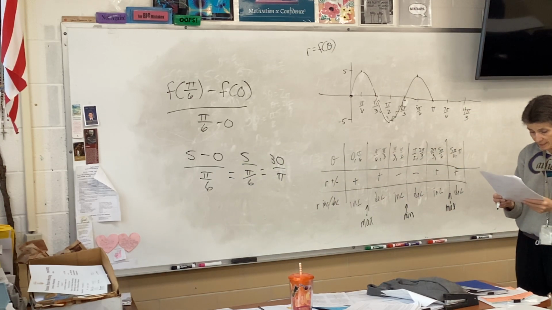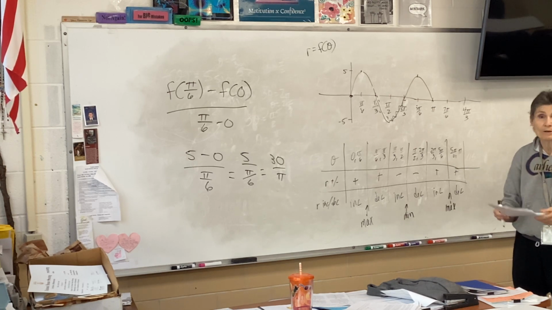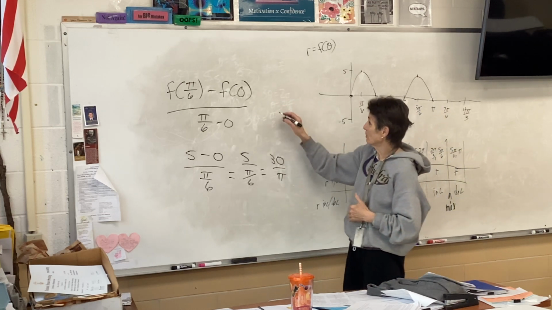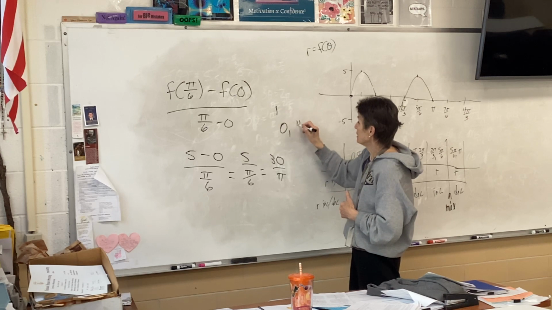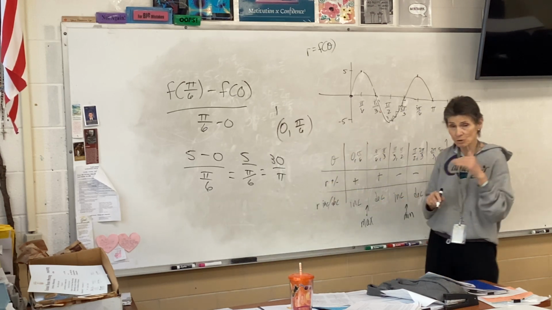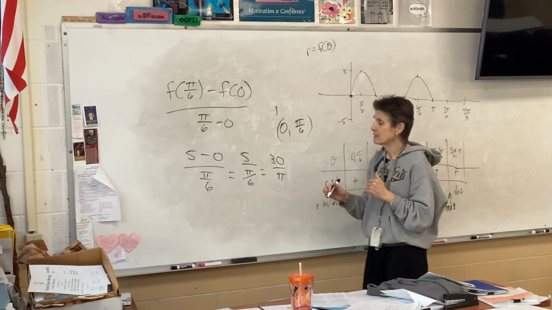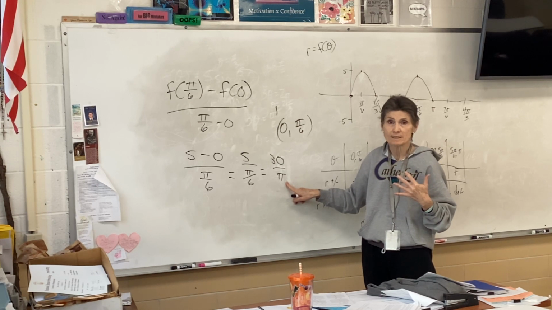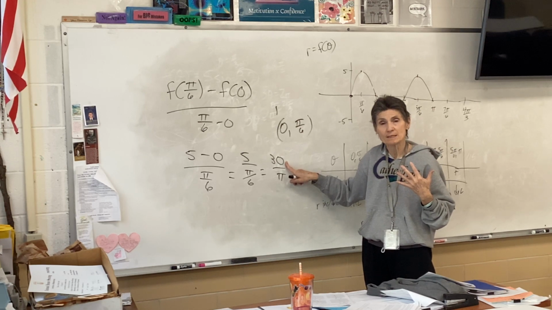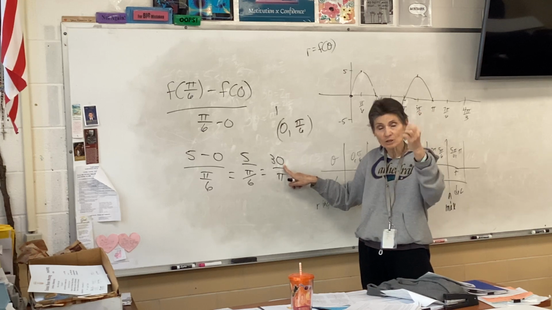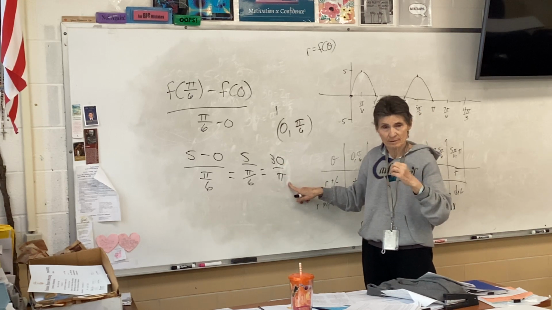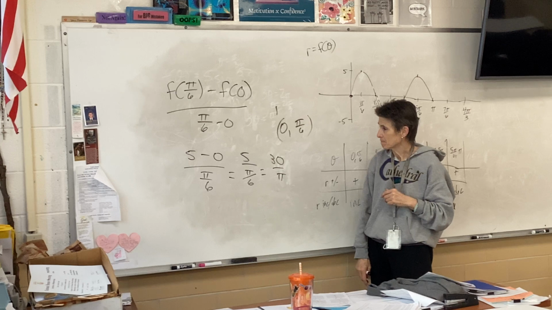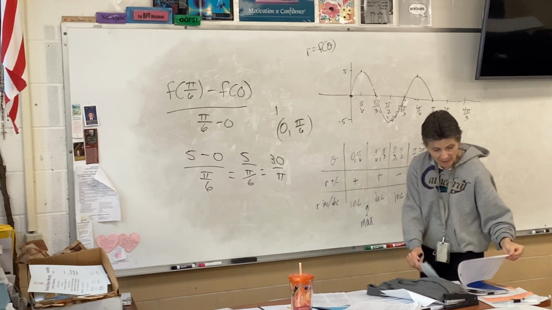Okay, and it says, write a sentence interpreting your answer. Okay, what does that mean? That's the slope. That means that on this interval, now we're talking specifically about the interval from 0 to pi over 6, for every pi radians we increase, our function value increases by 30. So the ratio of the function value increase and the radian angle increase is 30 over pi. Perfect.